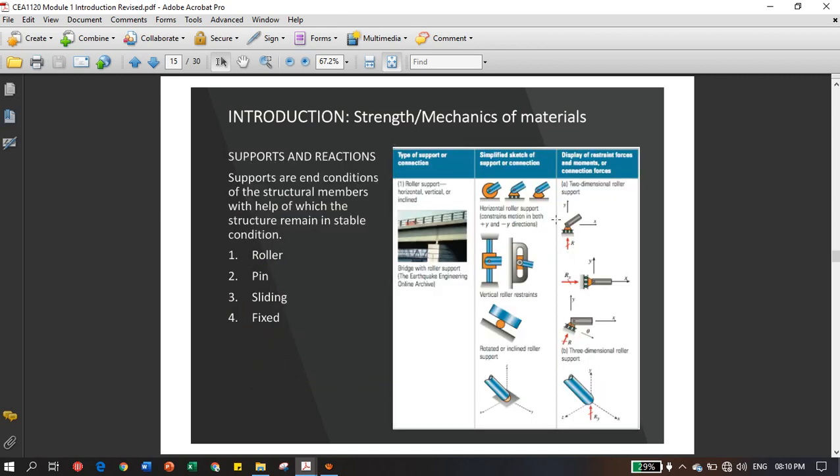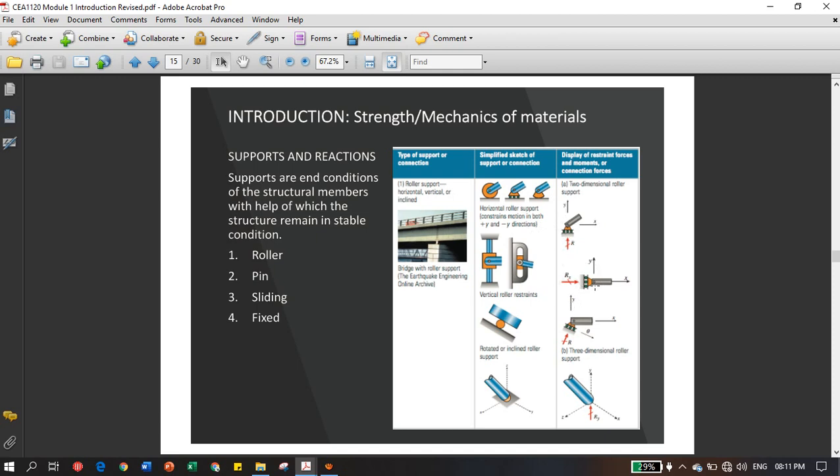We have different types of constraints to hold the body in position so that it cannot move anywhere. We have four types of supports: roller support, pin support, sliding support, and fixed support. Each has its own constraint. Suppose this is a roller, so it will give you one constraint in the vertical direction. The support is free to move in the horizontal direction, but it cannot go in the vertical direction.